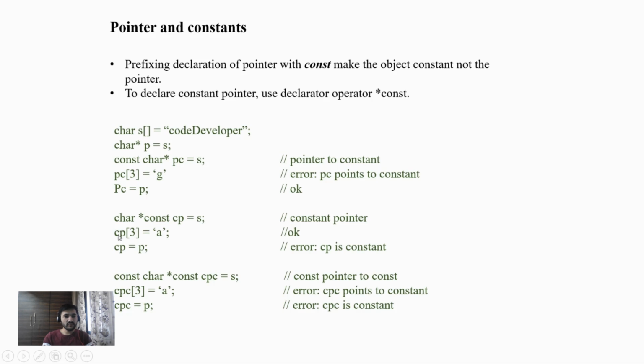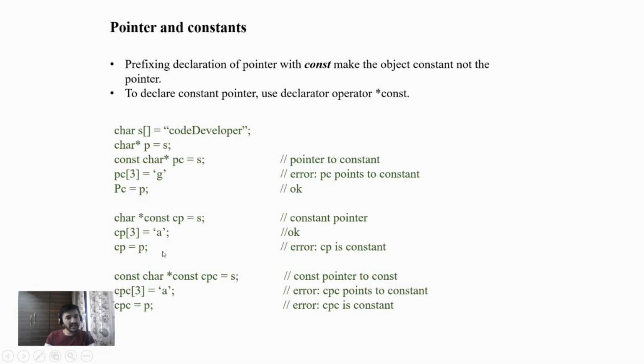Here, if I want to change the value of the third character to a, I am able to do that. Previously we were not able to do that, but now we are able to do this change, because here the pointer CP is a constant pointer to the object. It is not a pointer to the constant object, but a constant pointer to the object. Here the pointer is constant, but the object it is pointing to is not. That's why we can change the value of the object it is pointing to, but we will not be able to change the pointer itself. So here CP equal to P I cannot perform, because this pointer is a constant pointer, and we cannot change the value of the constant pointer.